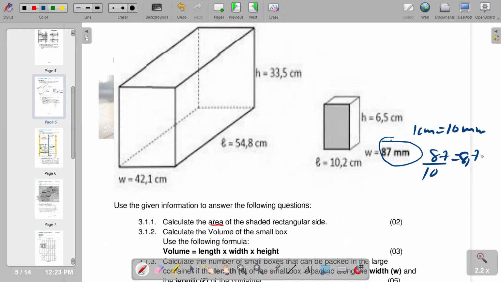So now using the formula, length times width times height, we are going to say our length is 10.2. The width is 87 millimeters, which is 8.7 centimeters. And our height is 6.5 centimeters. So we calculate within that context. Let's see what we get. We're going to get 576.